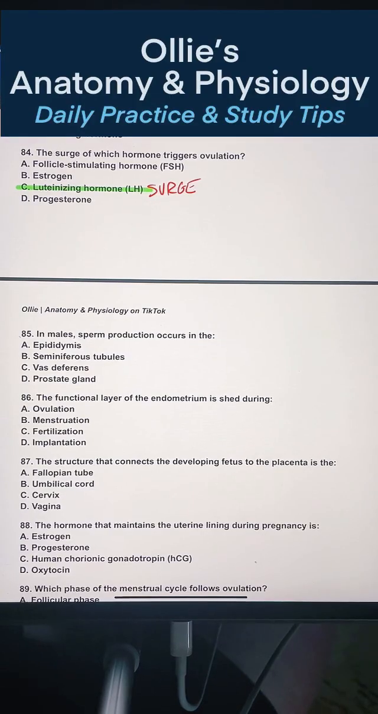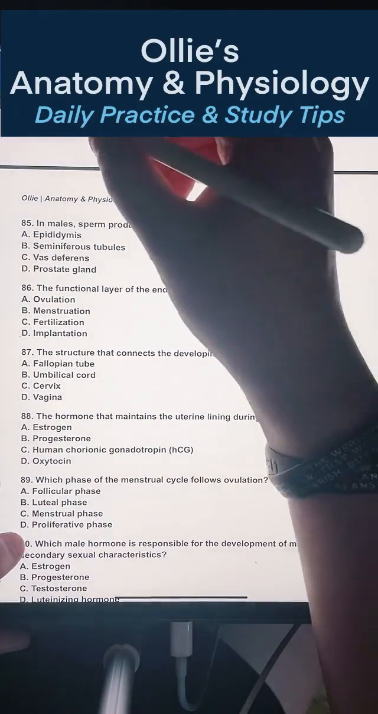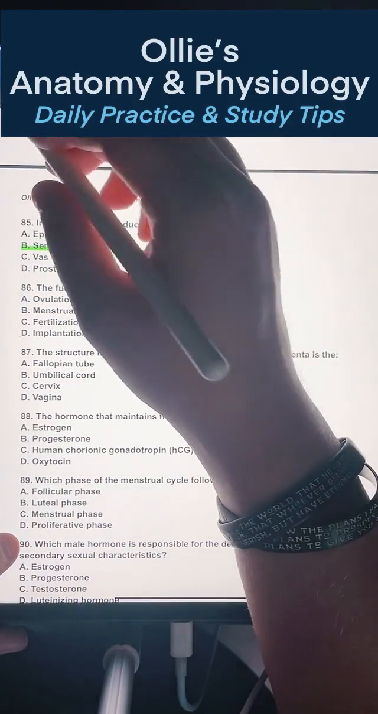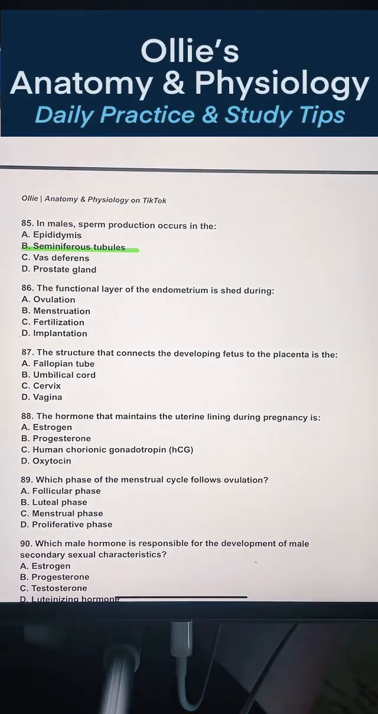85. In males, sperm production occurs in B. It is the seminiferous tubules. The epididymis is where sperm is stored and matured. It does not produce it. Vas deferens transports. Prostate adds fluid. The seminiferous tubules is the site of spermatogenesis.